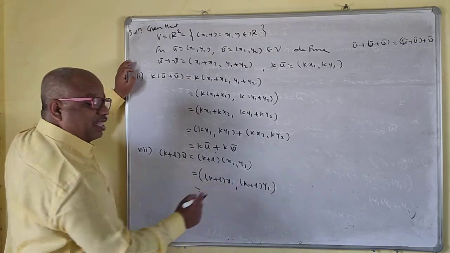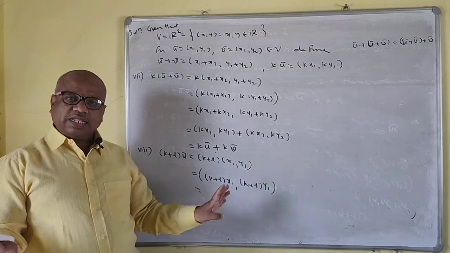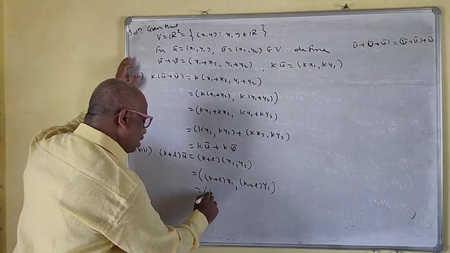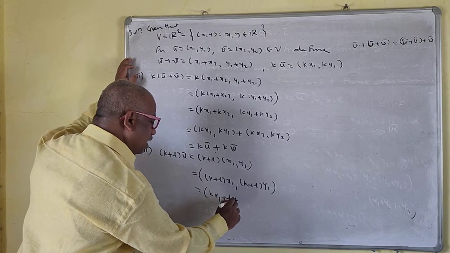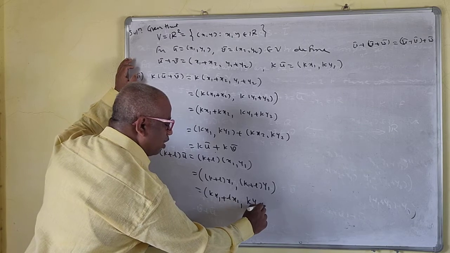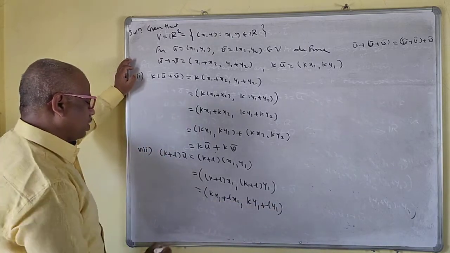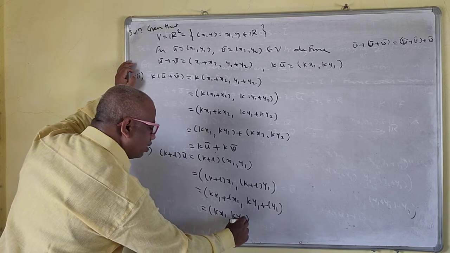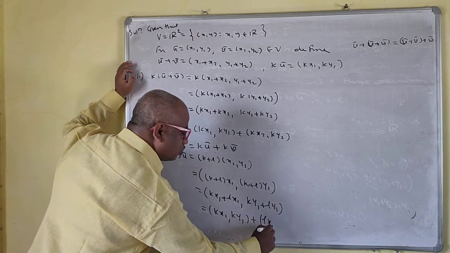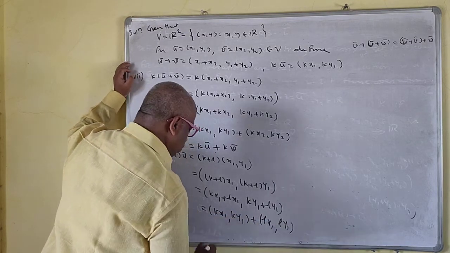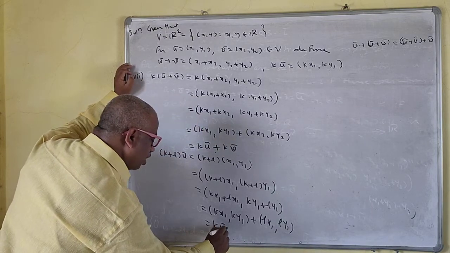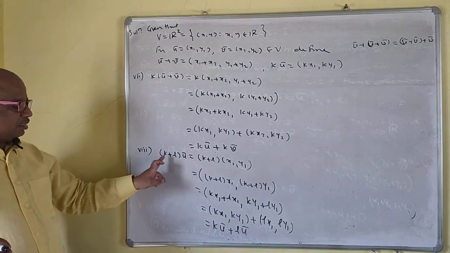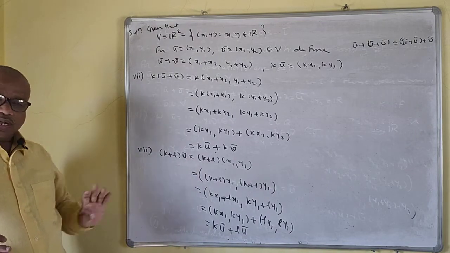Now k, l, x1 are real numbers, so you can multiply by x1. So this is (k x1 plus l x1, k y1 plus l y1). Now this is (k x1, k y1) plus (l x1, l y1). So what is this? This is k u bar plus l u bar. So you can see that we get k u bar plus l u bar.